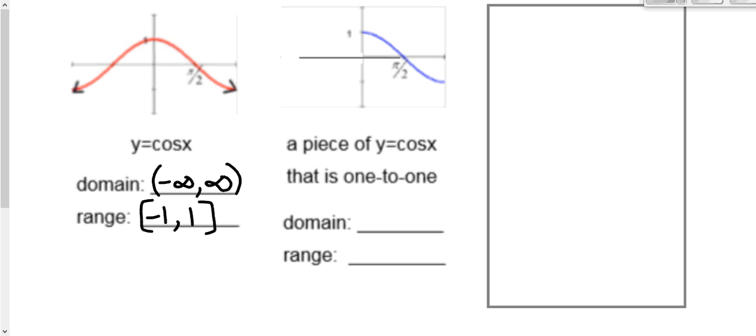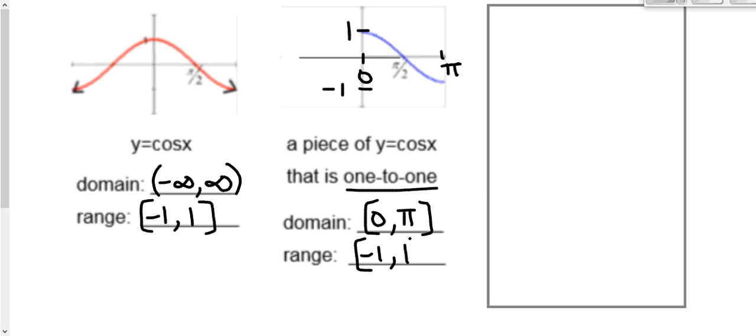So the piece that we limit this one to, because it has to be 1 to 1, for every x there's only one y, for every y there's only one x, the piece that we limit it to is this piece that you see right here in this graph. So that goes from x equals 0 to x equals pi. So the domain is 0 to pi. And it goes from a height of -1 to a height of 1. So the range is -1 to 1. Now we can take that piece, we can reflect it across the line y equals x, and we will have the inverse cosine graph.